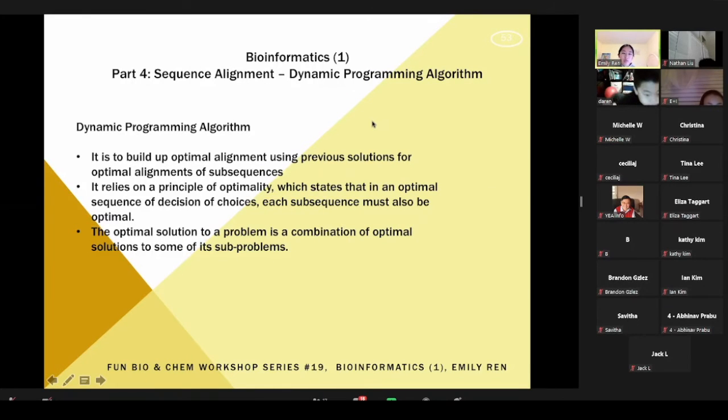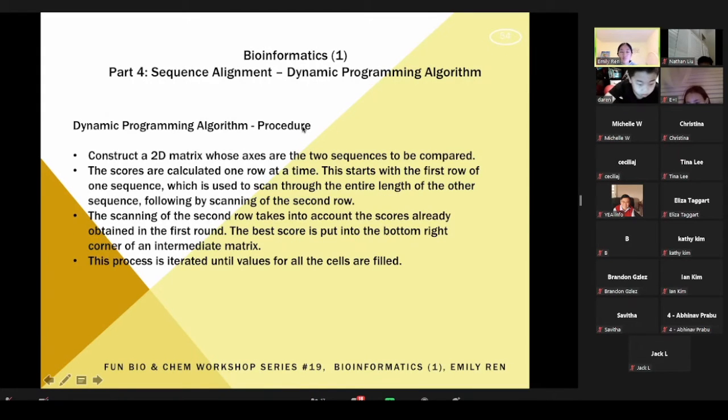For dynamic programming, it's when optimal alignments are built up using previous solutions for optimal alignments of subsequences. And dynamic programming relies on optimality, which states that in an optimal sequence of decision of choices, each subsequence must also be optimal. And the optimal solution to a problem is when all of the optimal solutions from the subproblems are combined. We'll talk more about dynamic programming more specifically next time.